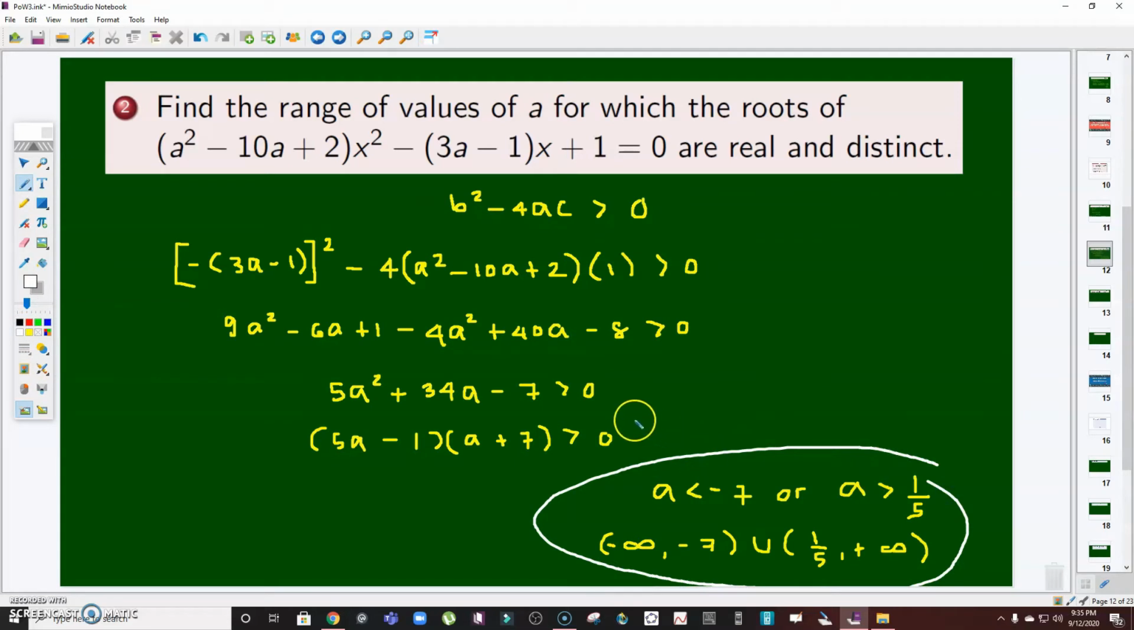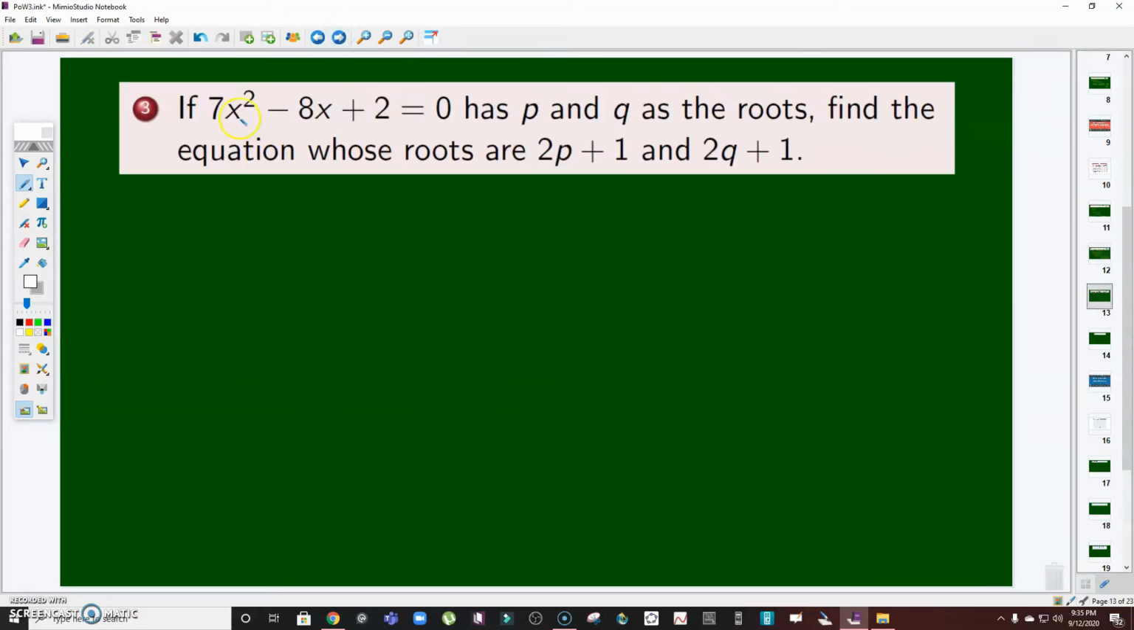Okay. Let's have problem number 3. If 7x squared minus 8x plus 2 equals 0 has p and q as the roots, find the equation whose roots are 2p plus 1 and 2q plus 1. Okay, so once again, we have to establish the relationship of the roots to the coefficients of the quadratic equation.